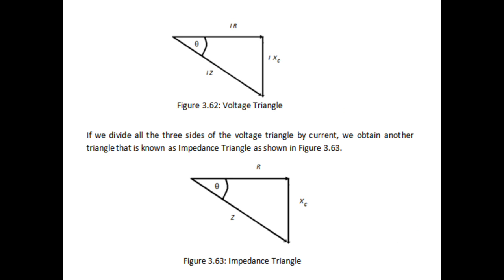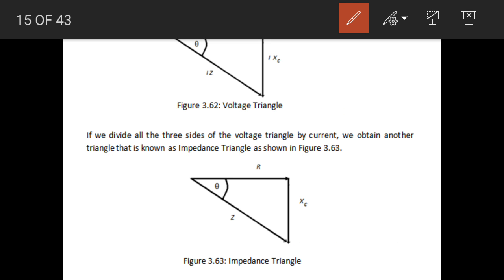So if we divide all the three sides of this right angle triangle by the current, we obtain another triangle which is known as the impedance triangle. So this is the impedance triangle of this RC series circuit. The base of this triangle gives you the resistance of this series combination. The perpendicular of this triangle gives you the capacitive reactance of the capacitor, and the hypotenuse of this triangle gives you the impedance of this series combination.